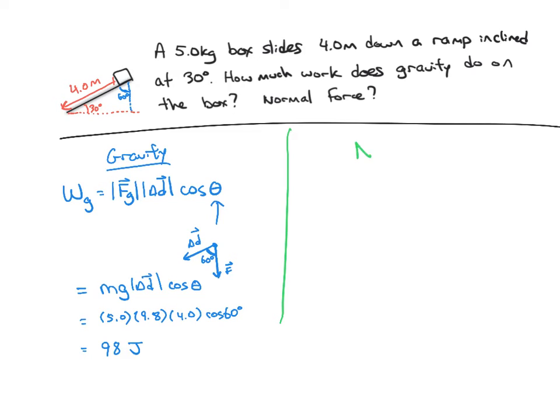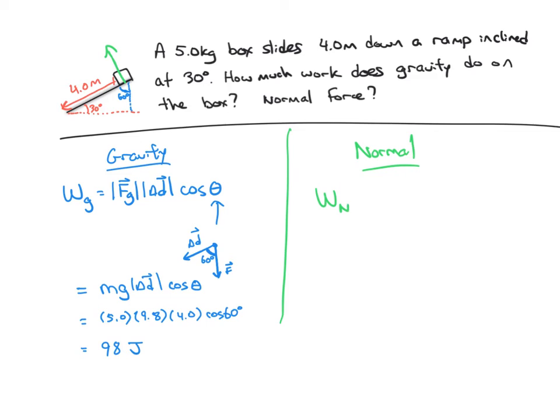And the normal force, well, in this case, the normal force, which direction does it point? It points perpendicular to the ramp, which also happens to be perpendicular to the motion. So the work done by normal is 0.